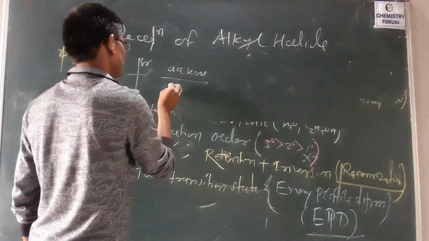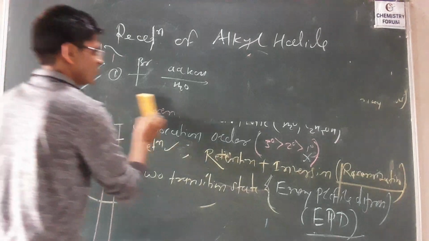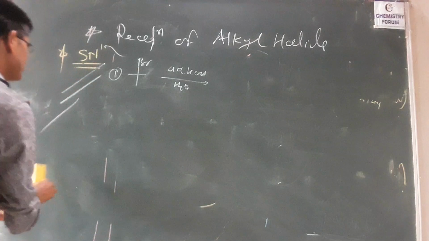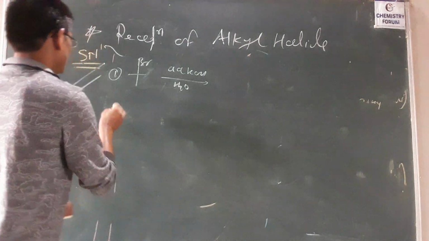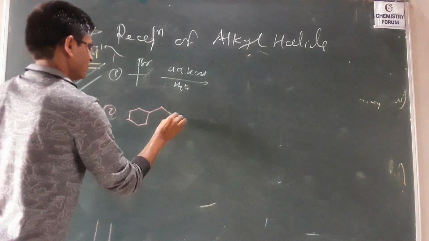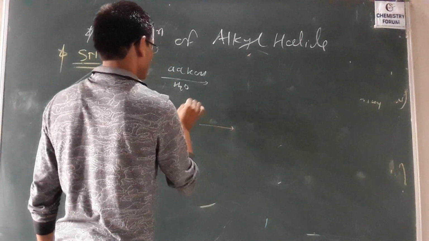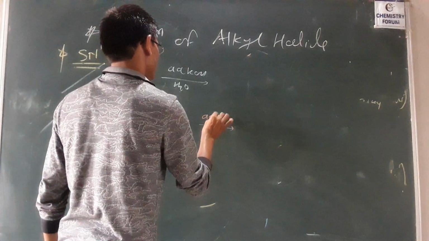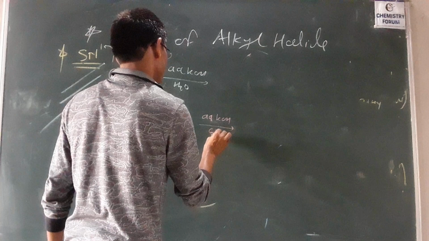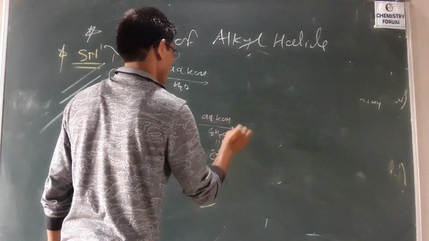Aqueous KOH, water. This is the first reaction. We have to take some applications for the SN1 type of reaction. See here, the second reaction has a bromine atom. So this is again the SN1 type of reaction. Aqueous KOH, you can take C2H5OH, you have to mention here EtOH, ethanol.